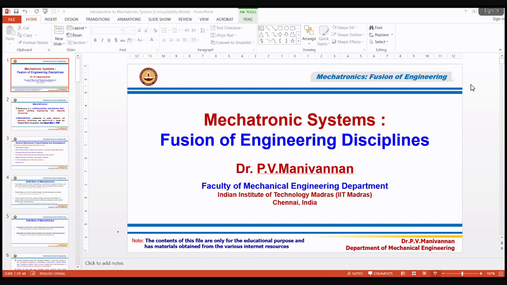You can see the name. What is mechatronics? Mechanical controlled by electronics. At that time computers were also very little, but electronic circuits were there. Using electronic circuits, you can automate some part of the machine. So that's why he called it mechatronics: mecha plus tronics.